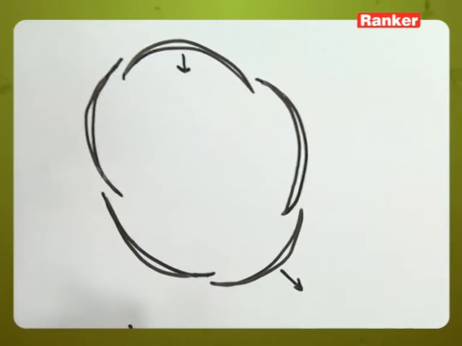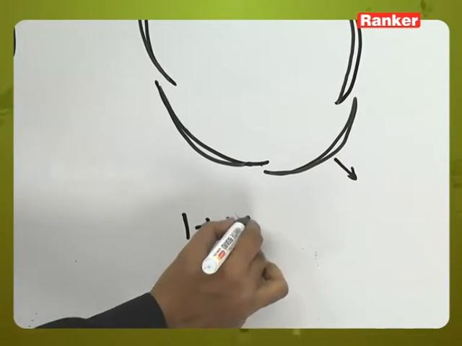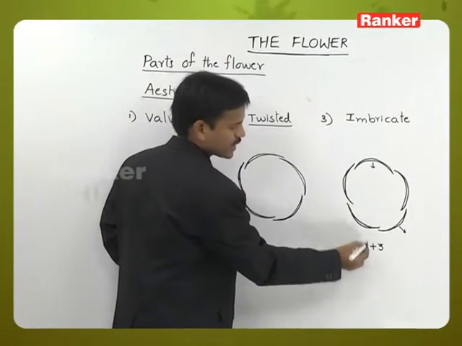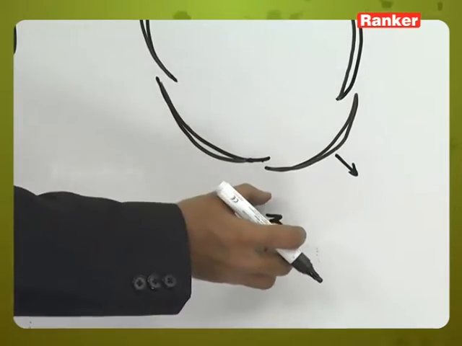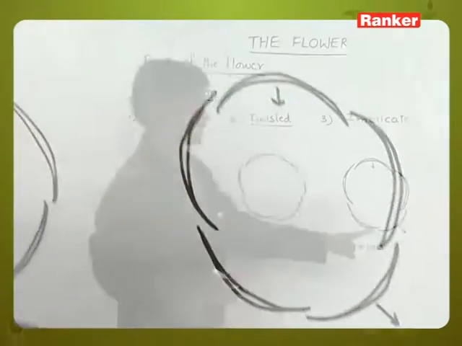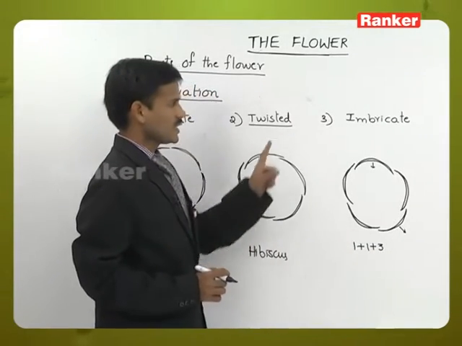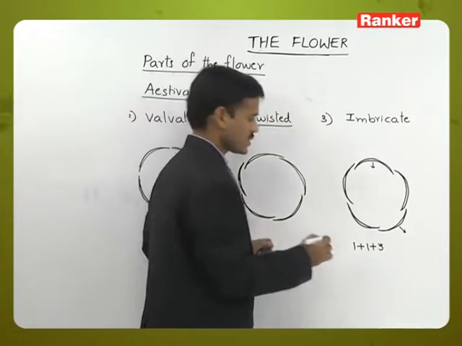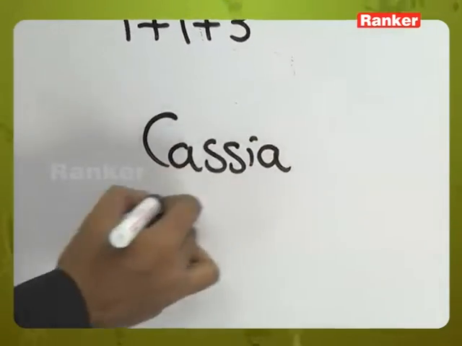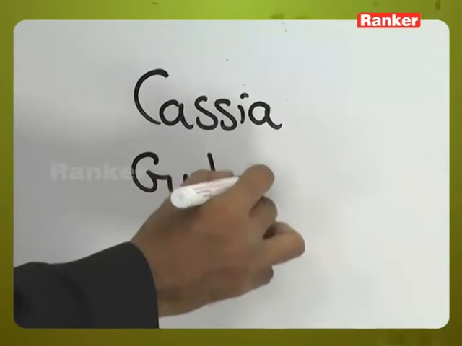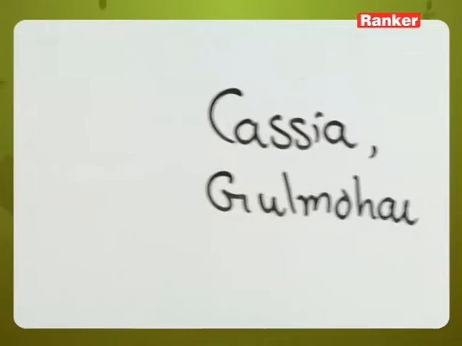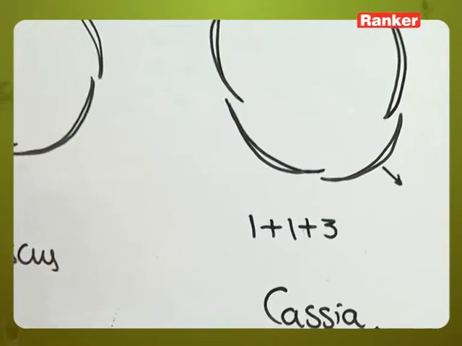So it is also called the 1 plus 1 plus 3 arrangement. One is completely outside, one is completely inside, and the three parts show one margin inside and one margin outside. This 1 plus 1 plus 3 arrangement of the imbricate type of aestivation is observed in Cassia, Gulmohar plants.